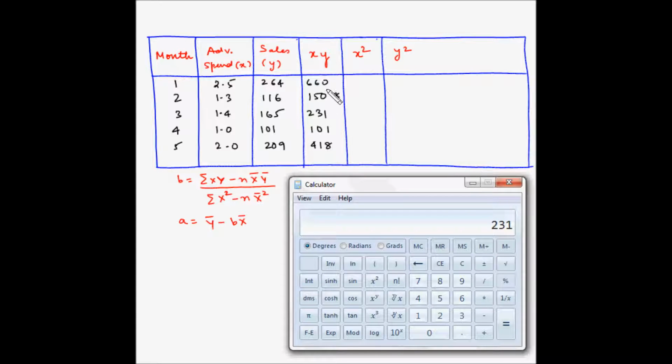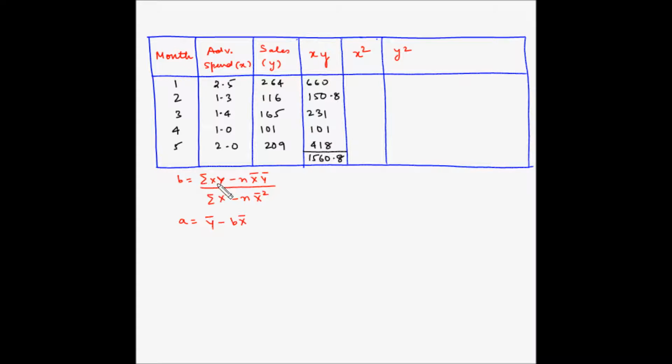Now we have to take the sum of all of these values. So 660 plus 150.8 plus 231 plus 101 plus 418 is 1560.8. So here we have the value of sigma xy. Next we have to find out n, which we know is 5, x bar multiplied by y bar.